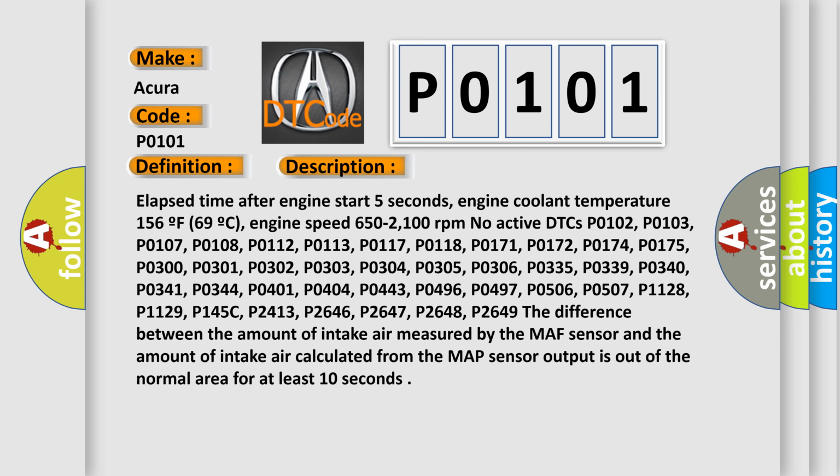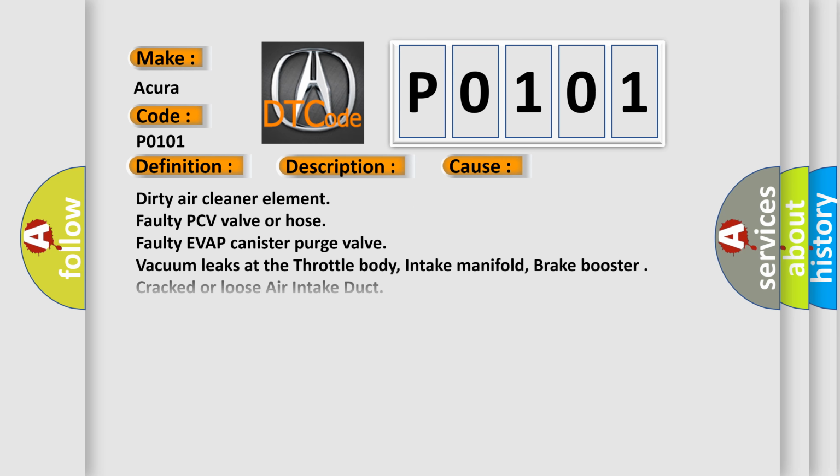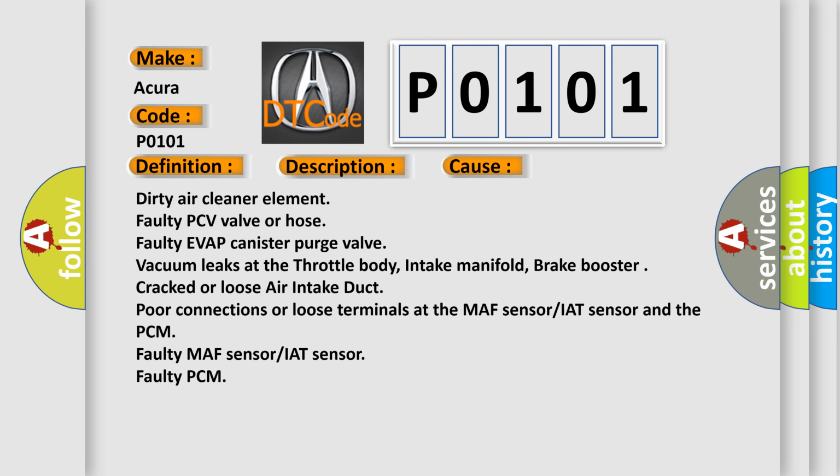This diagnostic error occurs most often in these cases: dirty air cleaner element, faulty PCV valve or hose, faulty evap canister, purge valve, vacuum leaks at the throttle body, intake manifold, brake booster cracked or loose, air intake duct, poor connections or loose terminals at the MAF sensor, IAT sensor and the PCM, faulty MAF sensor, IAT sensor, faulty PCM.